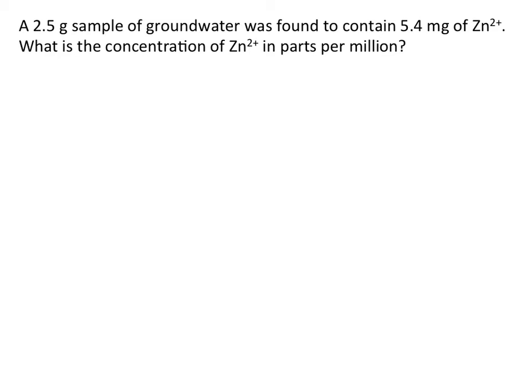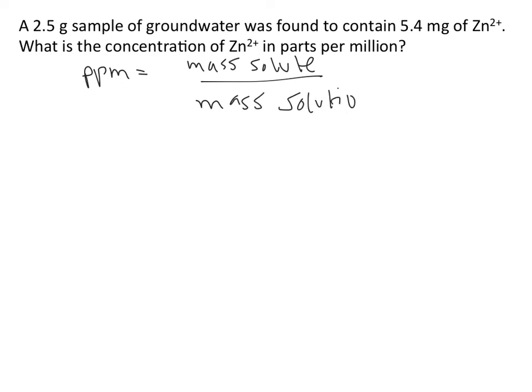So they've told us here that we have a 2.5 gram sample of groundwater, and it was found to contain 5.4 milligrams of zinc 2+ ion. They want to know what the concentration of zinc 2+ ion is in parts per million. Okay, so parts per million is going to be equal to the mass of our solute divided by the mass of our solution, times 10 to the 6th.